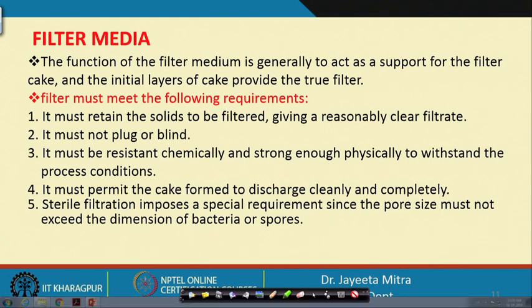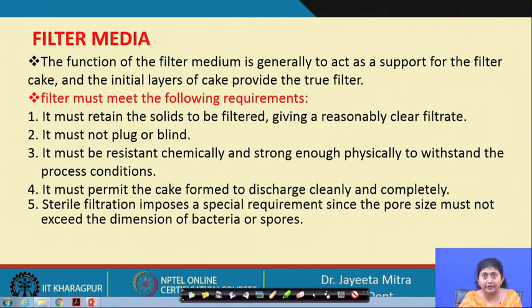And filter media, the function of the filter medium is generally to act as a support for the filter cake, and the initial layer of the cake provides the true filter. So, the filter must meet the following requirements: it must retain the solid to be filtered, giving a reasonably clear filtrate. It must not plug or blind, that is, the particles of the slurry should not clog the pores of the filter medium. It must be chemically resistant, that means it should not react with the slurry coming onto it, and strong enough physically to withstand the process conditions.